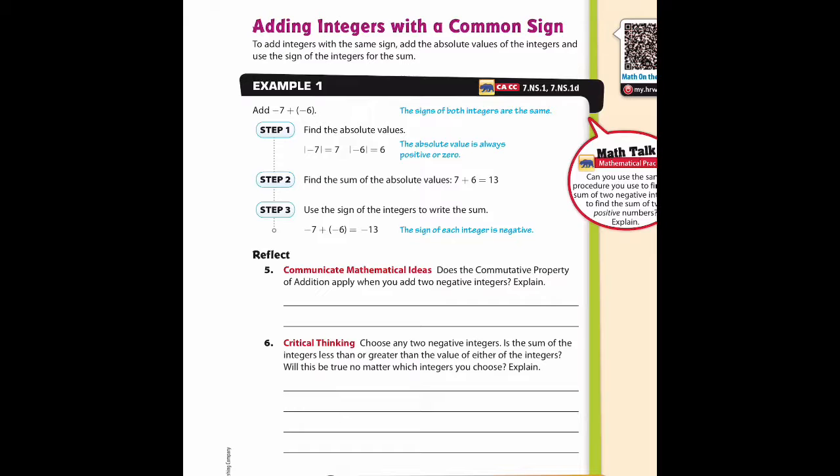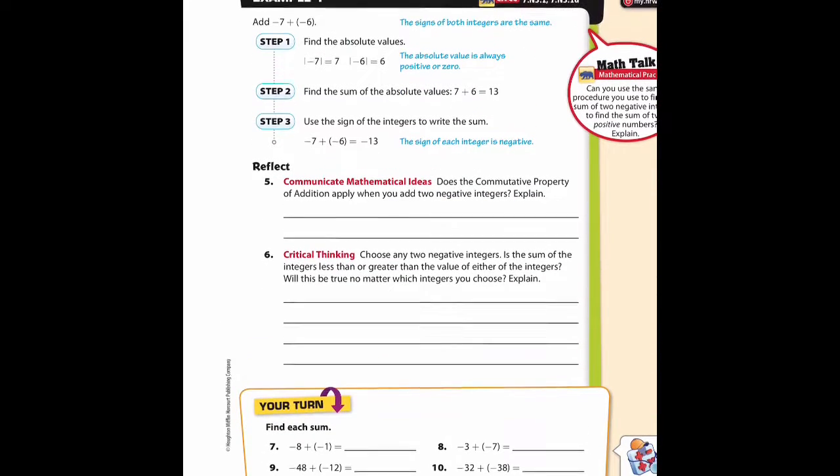And the last strategy was absolute value. Remember that absolute value means finding just a distance, and distance doesn't have a negative or a positive value. It's just a distance.